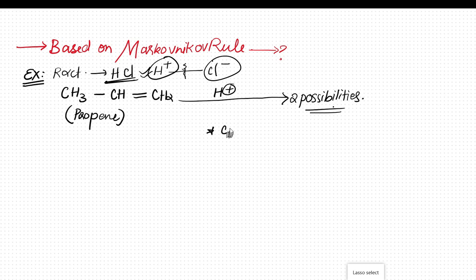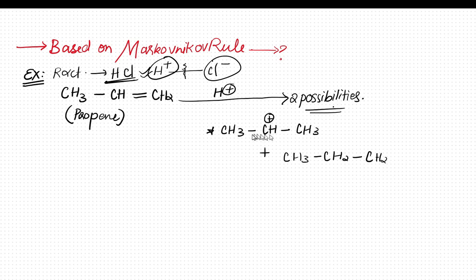your secondary carbocation. Let's say your secondary carbocation looks something like this. This is your secondary carbocation, CH3 single bond CH single bond CH3. You can see that this carbon is attached to two carbon atoms, so that is why it is your secondary carbocation. And I'm also having my primary carbocation. This is your primary carbocation.